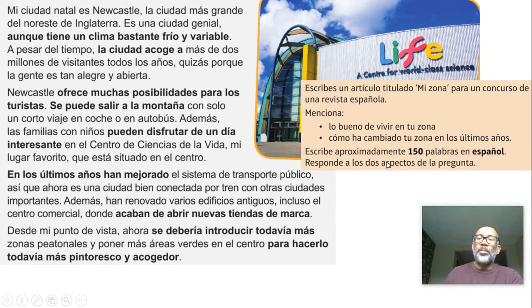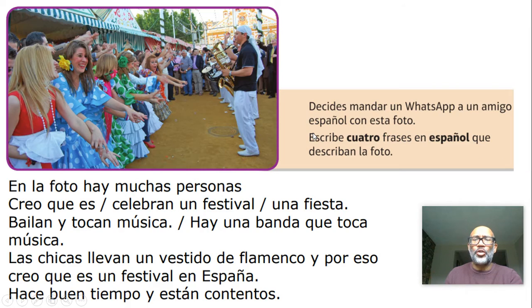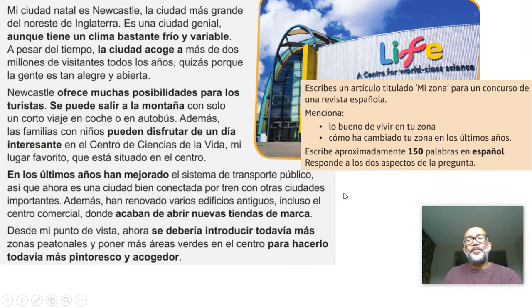So, write approximately 150 words in Spanish and answer both aspects of the question, both bullet points. Most important is understand the 2 bullet points. So, now let's look at the model answer that responds to the good thing about living in your area and how your area has changed in recent years.